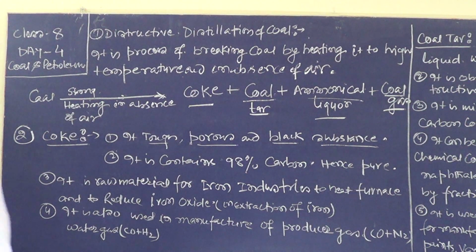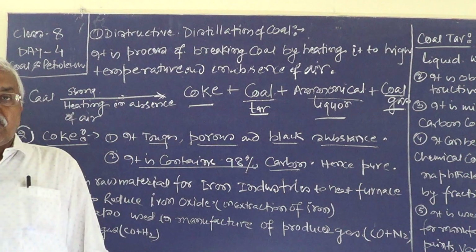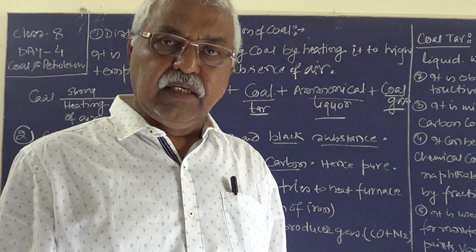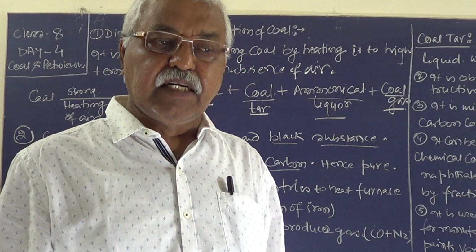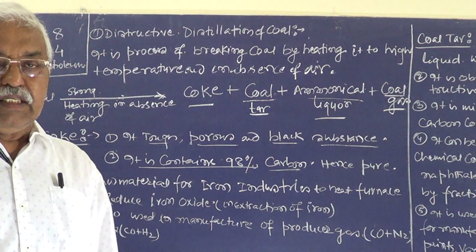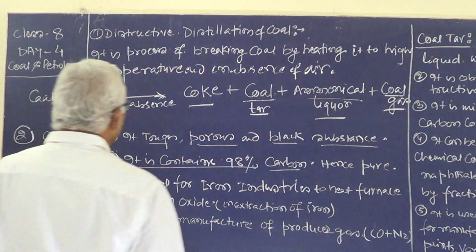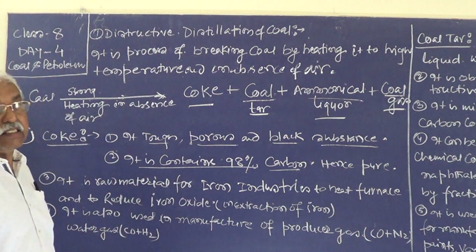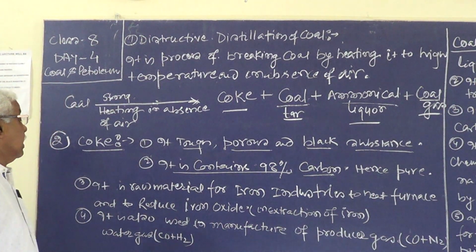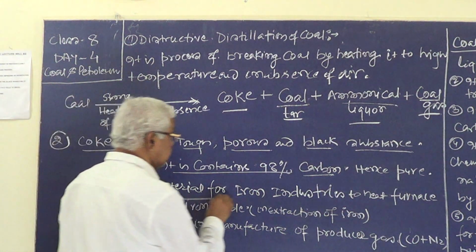Now, it contains 98% carbon. It means coal has lost its volatile material during strong heating and is now left with 98% carbon. So children, the other non-carbon material has been lost from here. It is a raw material for iron industries.